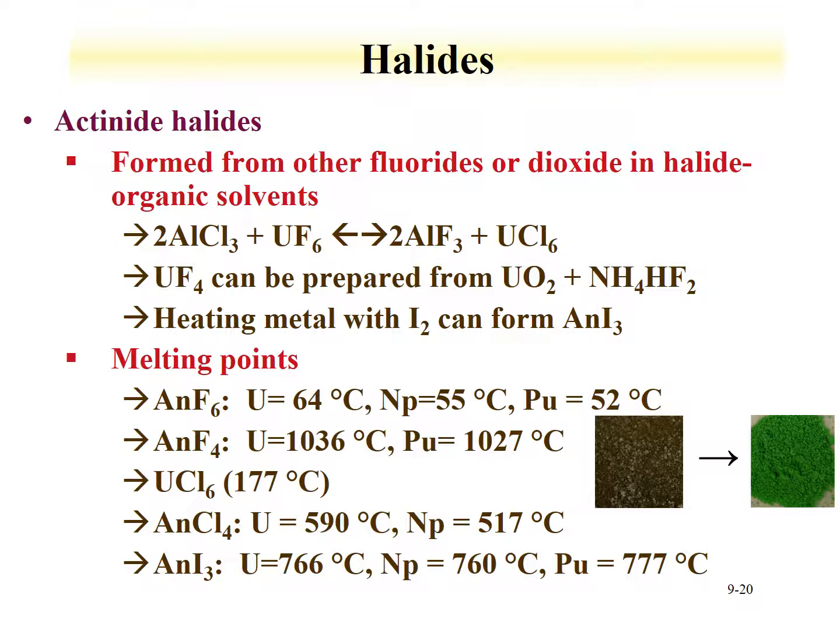Melting points for the different actinide fluorides, hexafluorides, tetrafluorides, and uranium species are shown here, with the variations shown for the different actinides. One could use this as a route for obtaining separations, and the key being that the hexafluorides show the lowest melting point.